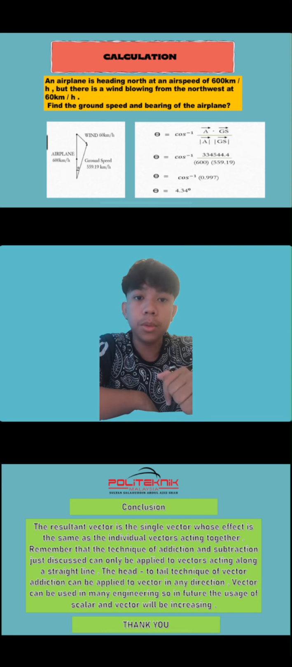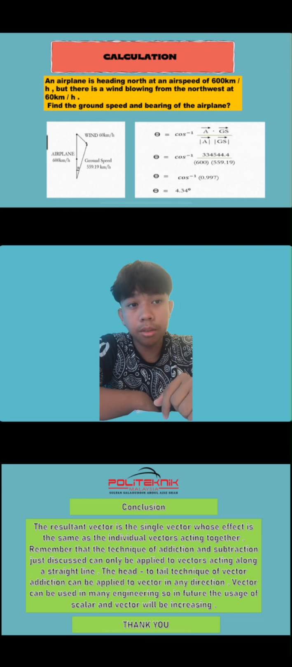Now we can come to the conclusion. The resultant vector is the single vector whose effect is the same as the individual vectors acting together. Remember that the technique of addition and subtraction just discussed can only be applied to vectors acting along a straight line. The head-to-tail technique of vector addition can be applied to vectors in any direction. Vectors can be used in many engineering fields, so in the future, the usage of scalars and vectors will be increasing.